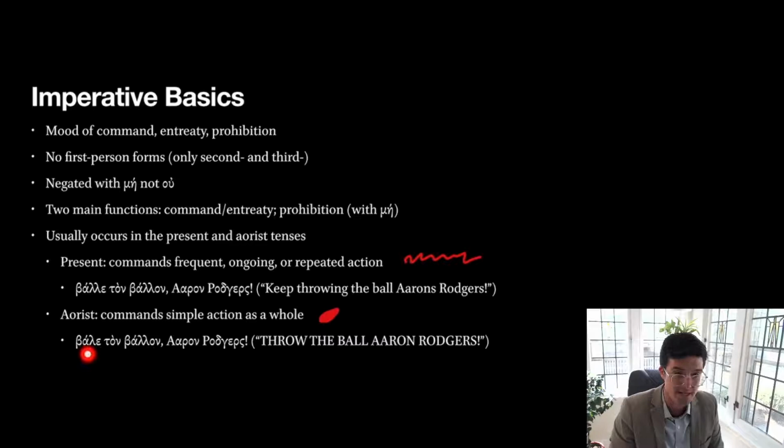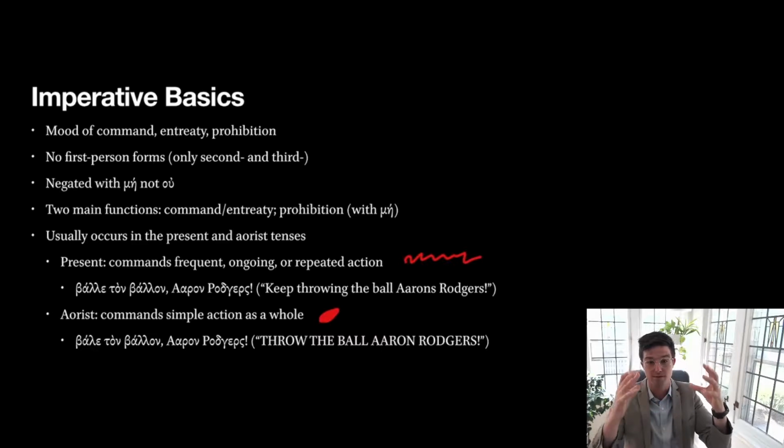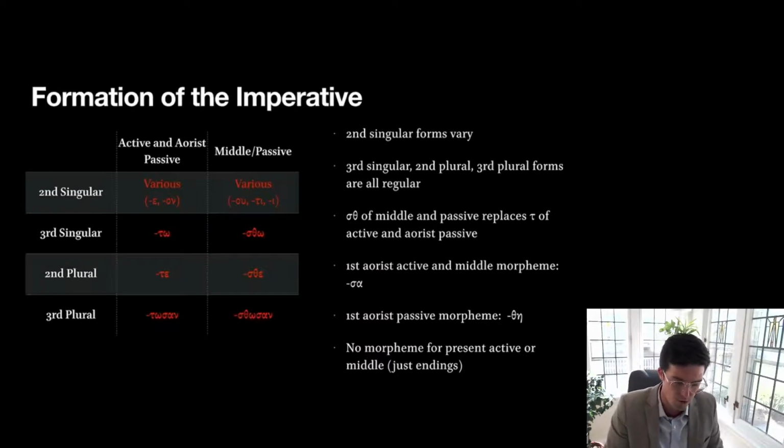So the aorist, notice here the ballet with a single lambda, because this is what, a first aorist or a second aorist? That's right, second aorist. The stem has changed. So our aorist is going to command either a specific action or the simple action sort of viewed as a whole.